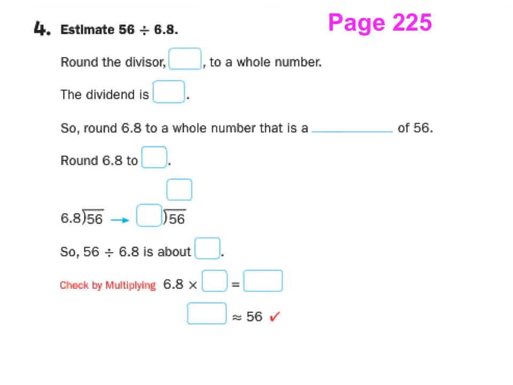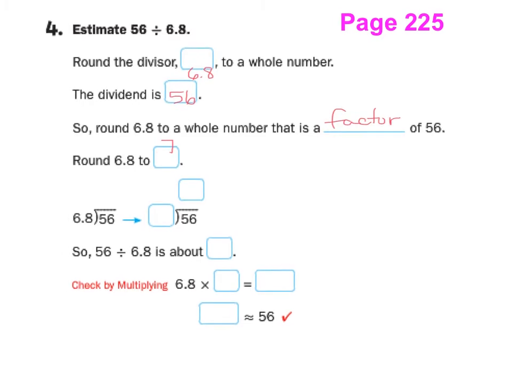So let's go look at number 4. Let's look at 56 divided by 6.8. The divisor would be 6.8, and it'd be nice if it was a nice rounded number. The dividend is 56, the number that's going to be divided. So round 6.8 to a number that is a factor of 56, meaning I can divide evenly by it.